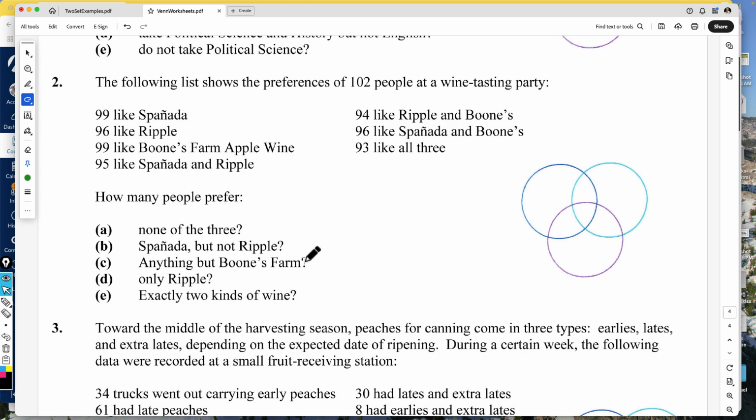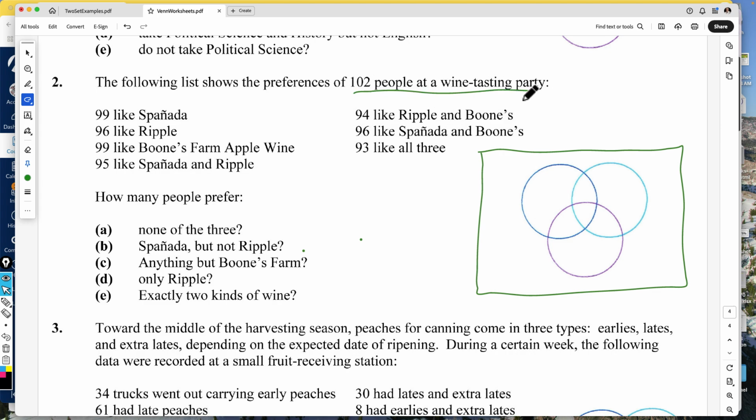So the trick to this is, oops, I'm over here. Again, I don't have the rectangles drawn. So this is sort of the universe. We have the following list shows preferences for 102 people at a wine tasting party. And you kind of have to read through this, but there's 3 types of wine. There's Spaniata, Ripple, and Boone's Farm. So we need to label our circles. So I'll label one as S, one as R for Ripple, and Boone's Farm as BF.